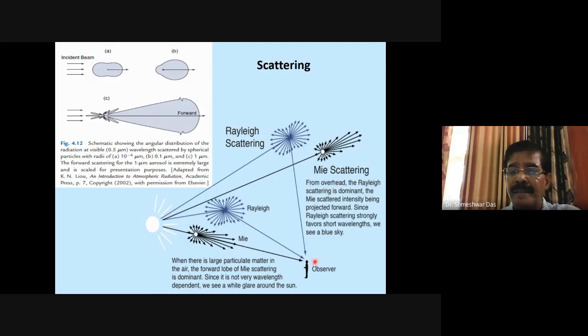From overhead, the Rayleigh scattering is dominant, with the Mie scattered intensity being projected forward. Since Rayleigh scattering strongly favors short wavelengths, we see a blue sky. So these are different natural phenomena that we see visibly in the sky because of Rayleigh scattering and Mie scattering, because of the presence of particles, molecules or aerosols of different sizes.